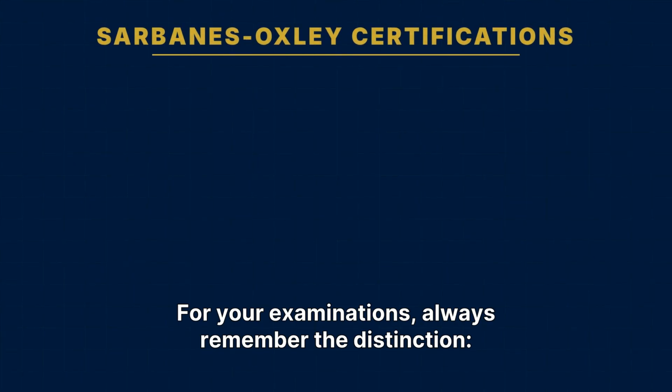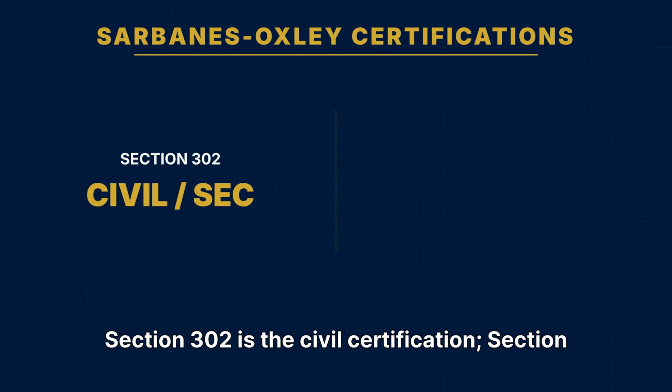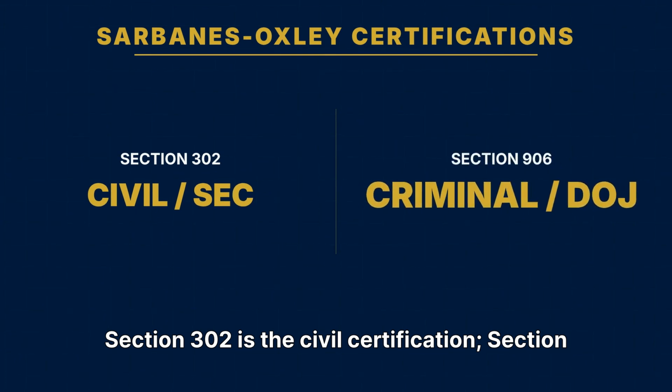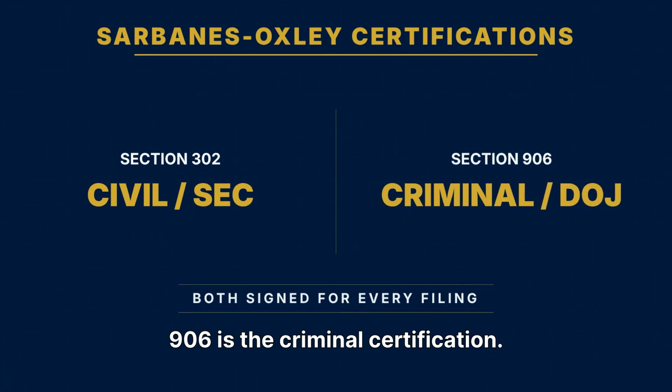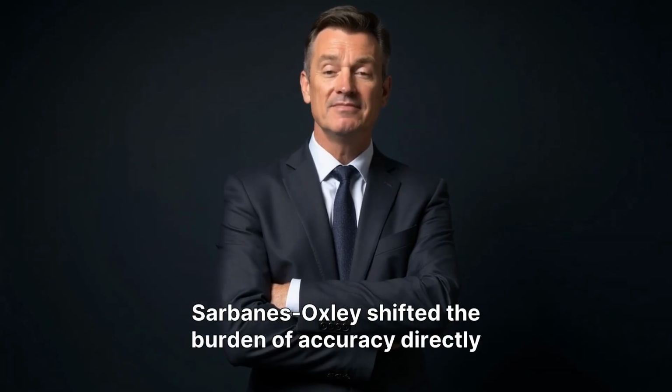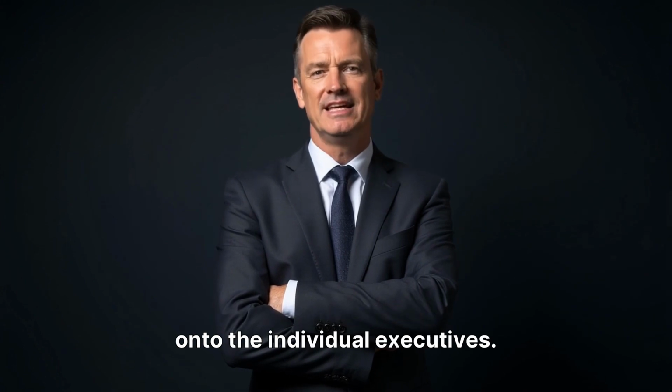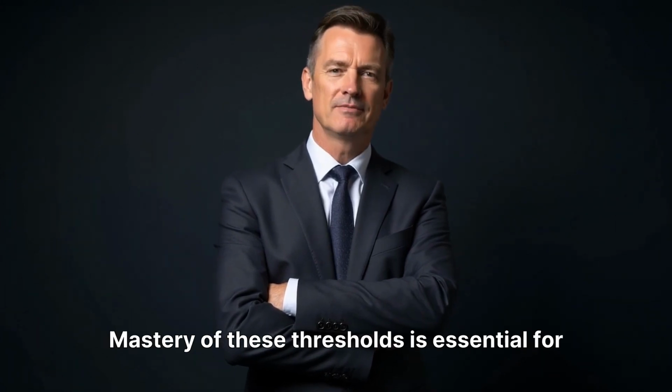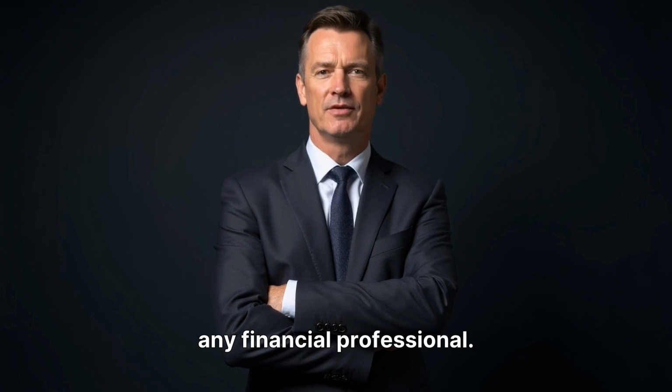For your examinations, always remember the distinction. Section 302 is the civil certification. Section 906 is the criminal certification. Both are signed for every filing. Sarbanes-Oxley shifted the burden of accuracy directly onto the individual executives. Mastery of these thresholds is essential for any financial professional.